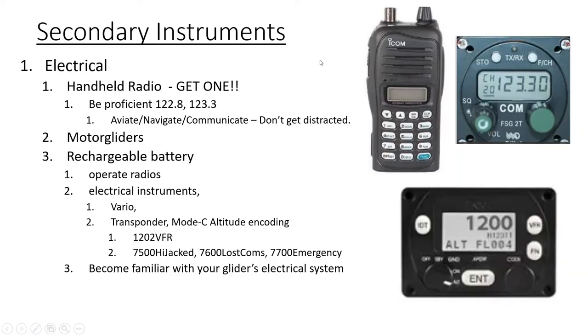Those are our primary instruments, now secondary instruments. Our Big Orange doesn't have an electrical system. If you do get into a glider that has one, just become familiar with it, okay? When you start working with the club and working out on the field, I highly suggest you get a handheld radio so you can know what's coming in or what's going out. And I'll do a little workshop on radio calls and things.